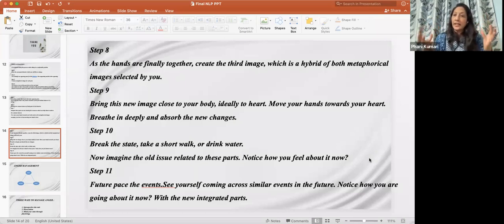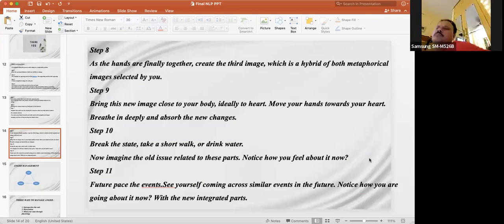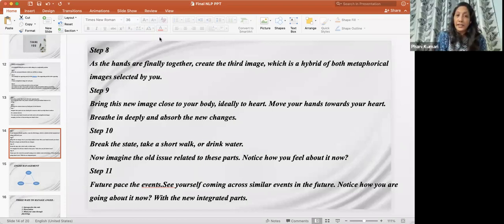So why are we creating a new image? According to NLP, all the situations, we live in those memories. So in order to overcome those memories, we visualize, and we replace those memories with different kinds of techniques through NLP. And whenever we want to change an unwanted behavior or whenever we are in a dilemma, we just use this part integration to overcome that.